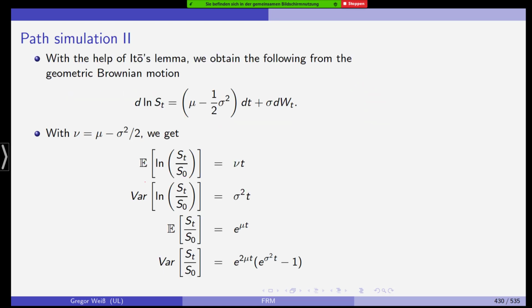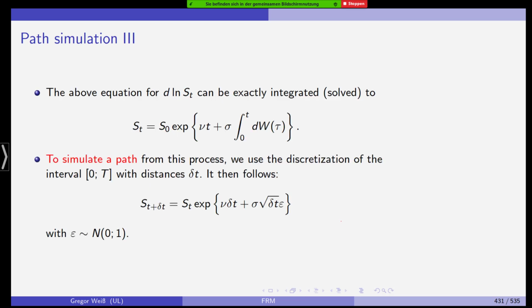So what we do is start with the geometric Brownian motion for the log prices. This is the defining equation for the geometric Brownian motion for our log prices. We substitute this by a parameter mu, and then we get the expected log return over the whole period is nu t. The variance is this and this and this. Don't worry, you don't need to remember this.